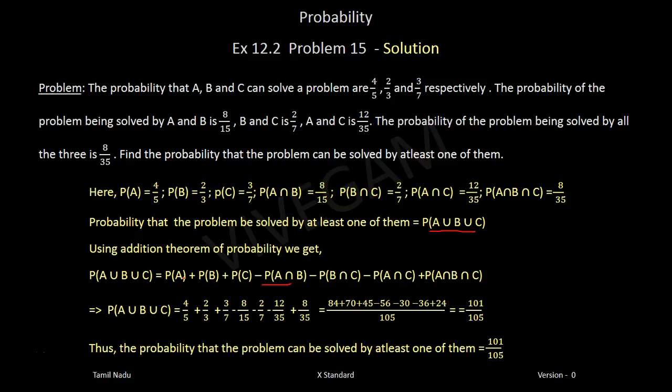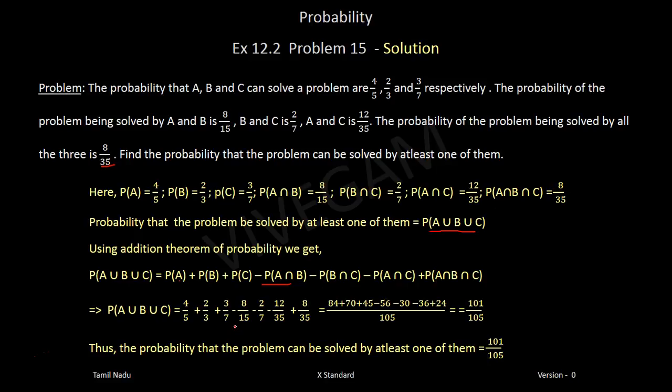Now all we need to do is substitute all these values. So probability of A union B union C will be equal to probability of A, which is 4 by 5, plus probability of B, which is 2 by 3, plus probability of C, which is 3 by 7, minus probability of A intersection B. Probability of A intersection B is 8 by 15, right? Minus probability of B intersection C, that is probability B and C, which is 2 by 7. That's what we have written here, that is minus 2 by 7, minus probability of A intersection C, that is A and C solving, which is 12 by 35. That comes over here, plus probability of A intersection B intersection C, that is all three solving, which is given here as 8 by 35. So bring that value here.